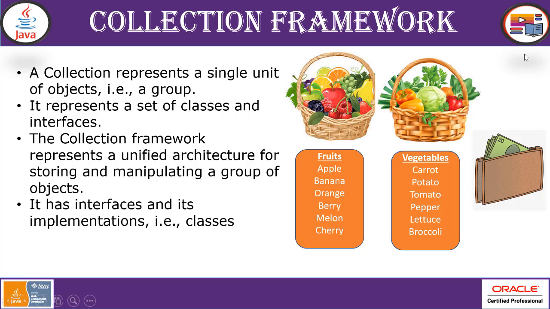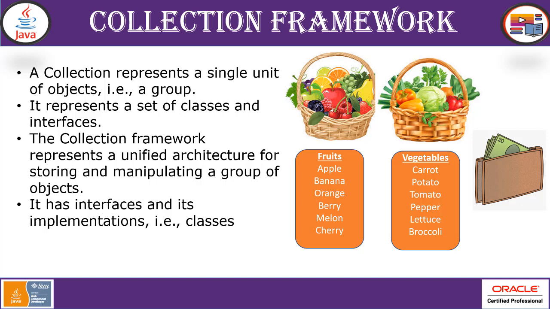So what I did, I picked one basket and categorized it for fruits and another basket for vegetables. Now I'm going to sort out all the items according to their type. So the fruit basket contains all the fruits like apple, banana, orange, berry, melon, cherry, and the vegetable basket contains all types of vegetables: carrot, potato, tomato, pepper, lettuce, broccoli.